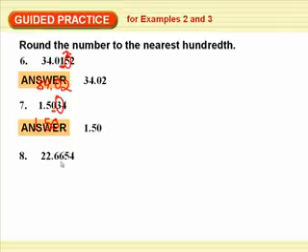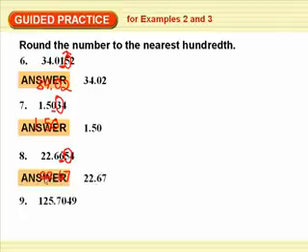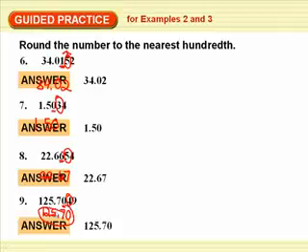And another one, again, the nearest hundredth is what the instructions say. There's the hundredths place. We look at the number to the right. That's 5, so that's enough for it to go up. So it's 22.67. This one, the 4 is not enough to go up. So 125.7, and that's it.